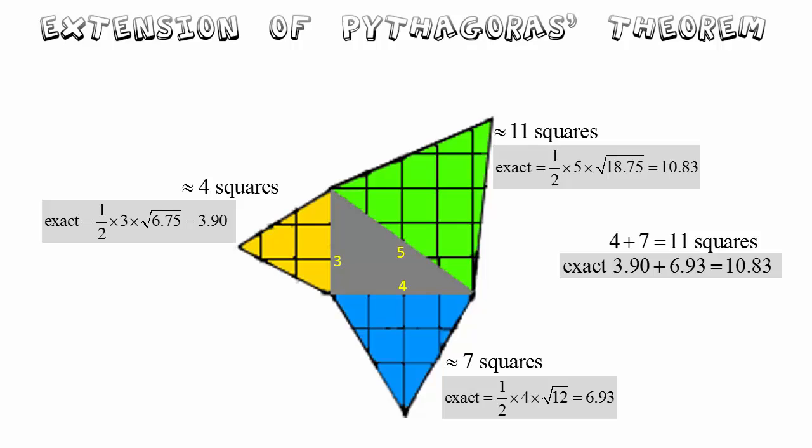So it seems to work again. To work out the exact values for the area of each triangle, we can use the formula for the area of a triangle, a half times the base times the height. And the height of each triangle is calculated using Pythagoras' formula. And as we can see on the right hand side, it works because we have the exact value to be 3.90 plus 6.93 equals 10.83.